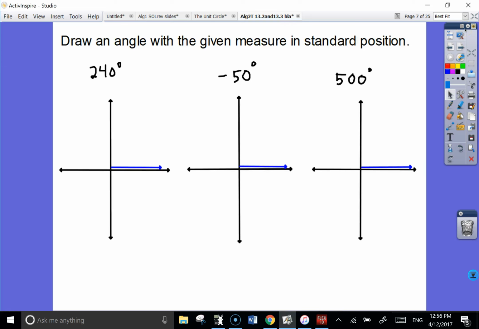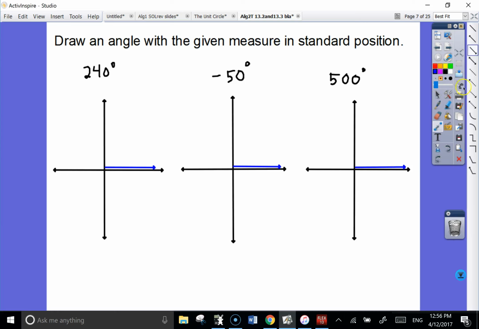So let's draw some terminal sides to create the angles that are listed there. So 240 degrees. Which quadrant would that be in? Positive 240. If it was 90 to here and 180 to there, 240 would be between 180 and 270, and it would be a little closer to the 270. How about negative 50 degrees?